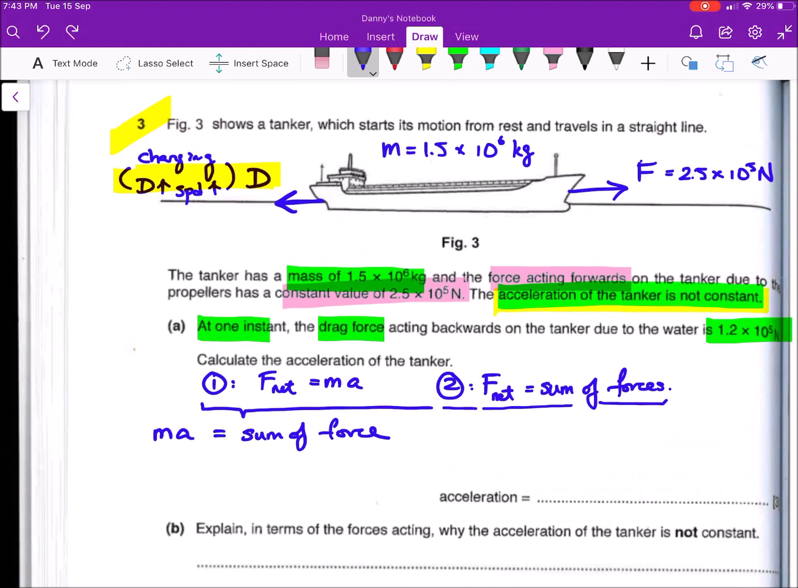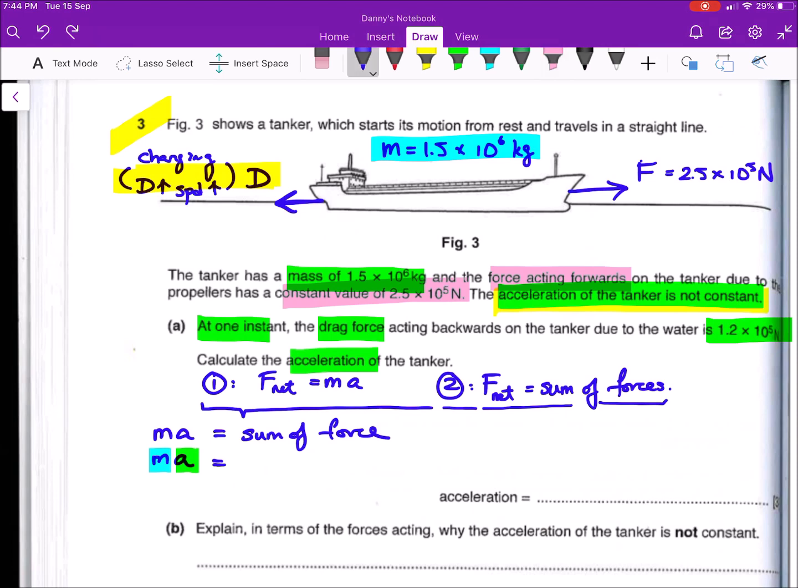So ma, we already know the m, which is this huge number of 1.5 something. We will substitute the number at the end. Basically what we are interested in is to find this acceleration, which is given by this. Now, sum of forces, we are interested in the horizontal dimension. The weight and the normal contact force and all those, we don't care, because we are analyzing it in the horizontal dimension. This acceleration that we are talking about is in the horizontal dimension, right? It is moving the tanker forward and back. It is not up and down. So we don't involve weight and normal contact force here.